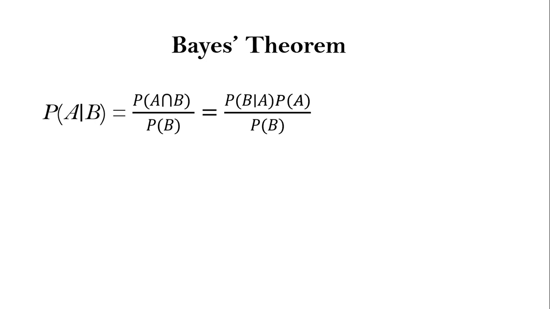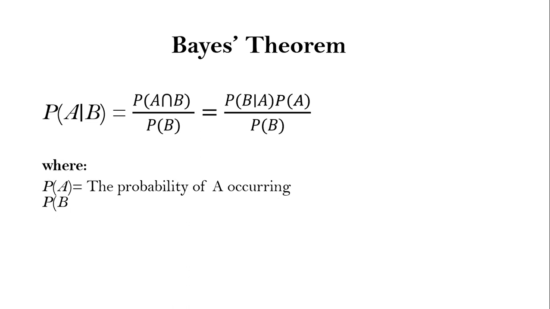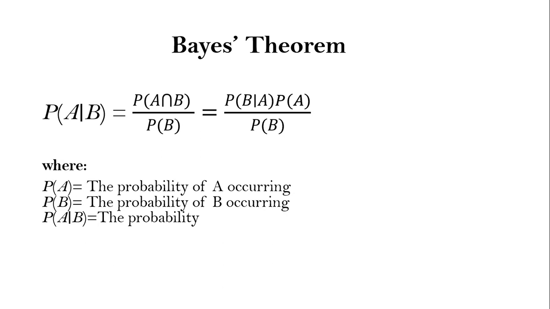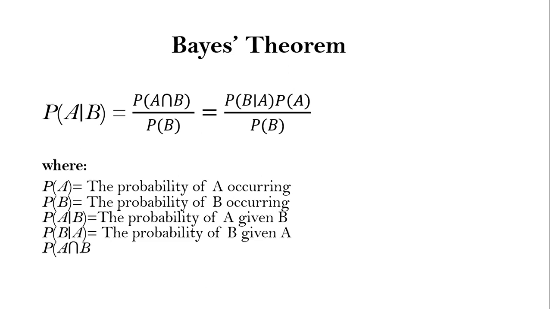So we have the opportunity to define those events. Of course, probability P of A is the probability of event A occurring. Probability of B is the probability of event B occurring. Probability of A given B is probability of event A occurring given that B has occurred. And B given A is that of event B occurring given event A has occurred. And probability of A intersection B is the probability that both events have occurred. So that is our basic Bayes theorem.